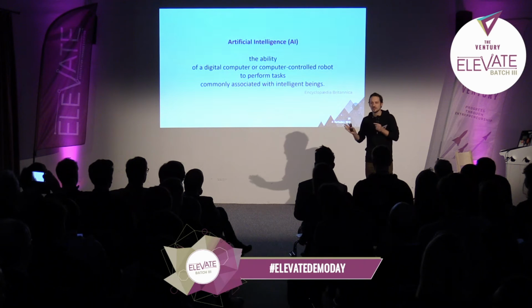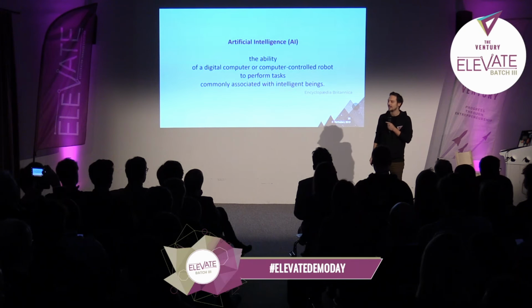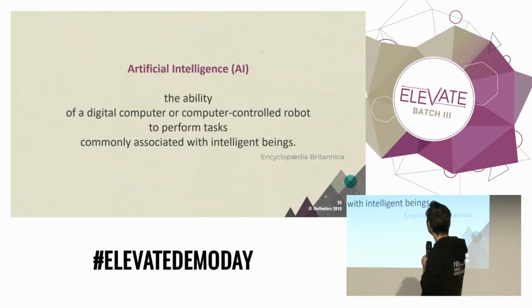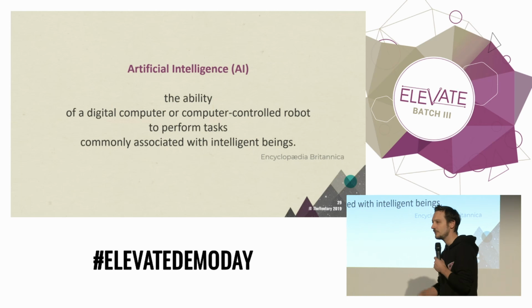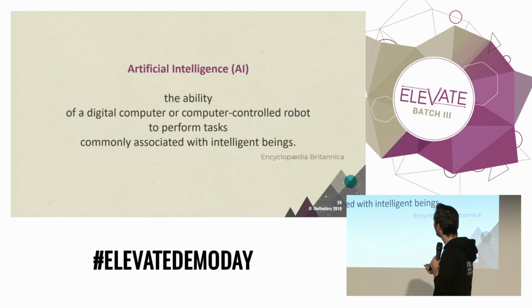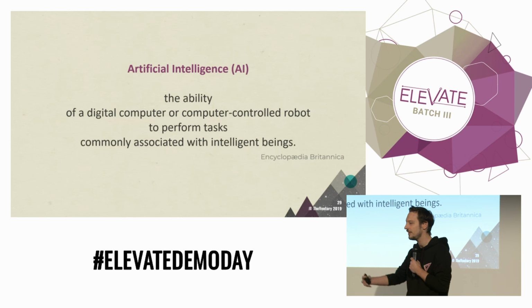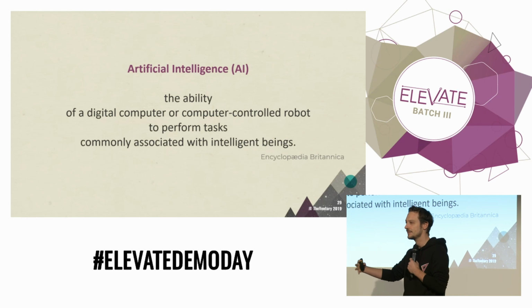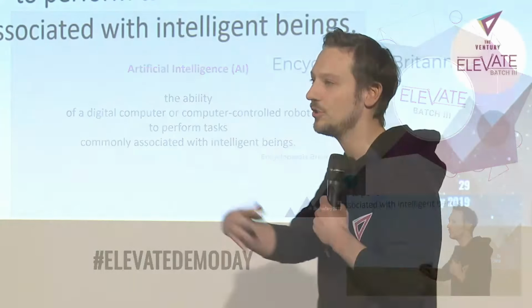First, it's always good to look in the Encyclopedia Britannica. And there it says, the ability of a digital computer or computer-controlled robot to perform tasks commonly associated with intelligent beings. That's vague. But it already includes 2 things that I think are really remarkable. It includes performing a task, so we're doing something, and we're doing it in a way that we normally associate with human beings, right? So with intelligent beings or human beings, the definition varies sometimes.